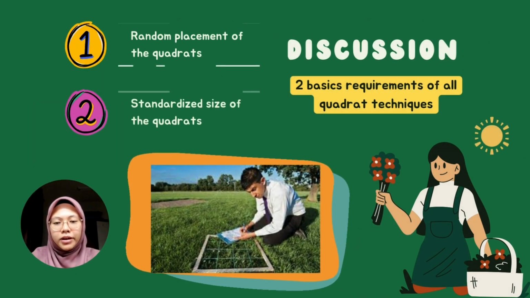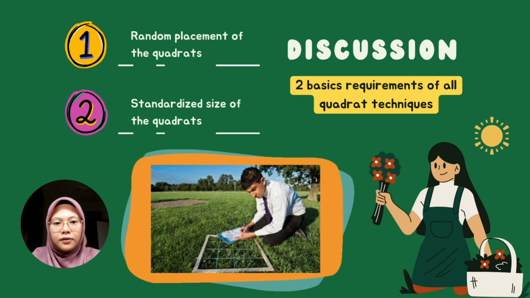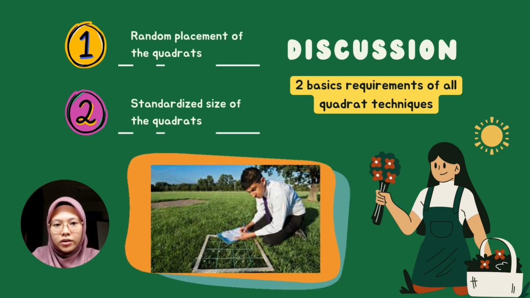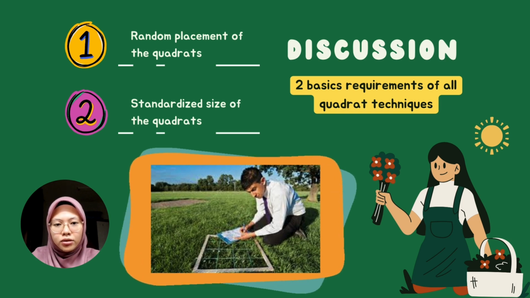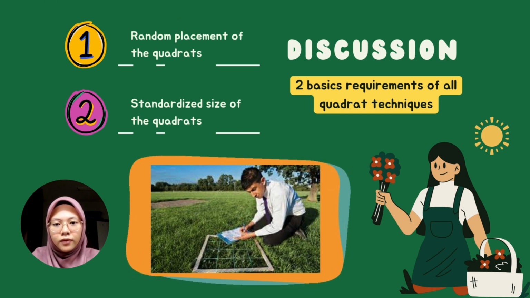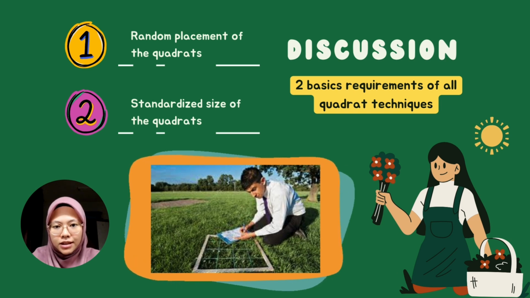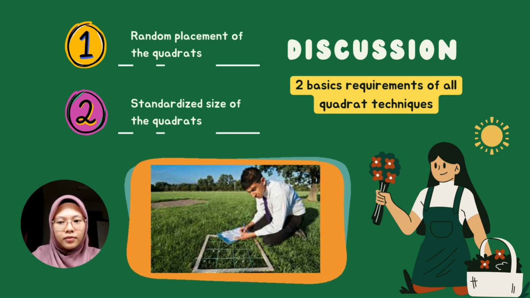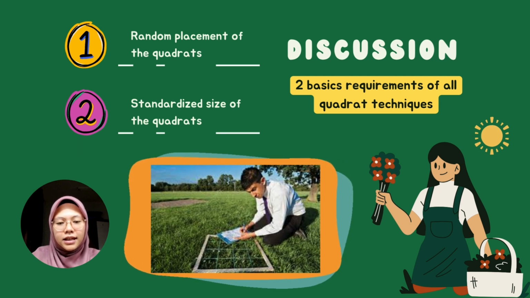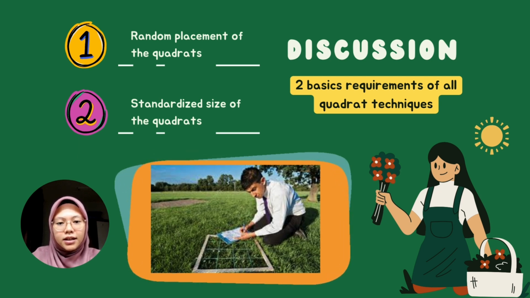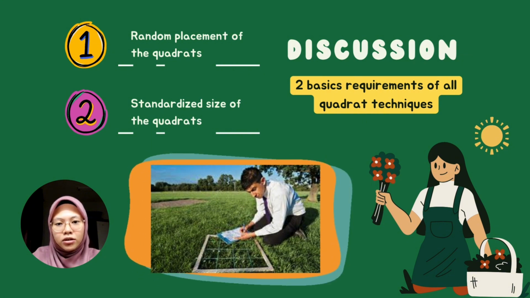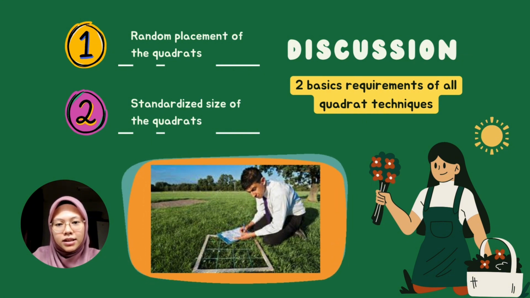There are two basic requirements of all quadrat techniques. The first one is random placement of the quadrats. The sampling using the quadrat method should be done by placing the quadrat randomly to avoid bias and produce a more precise estimation of the population. Second is the standardized size of the quadrat. The size of all quadrats used in the sampling should be the same to ensure consistency in the data collection.